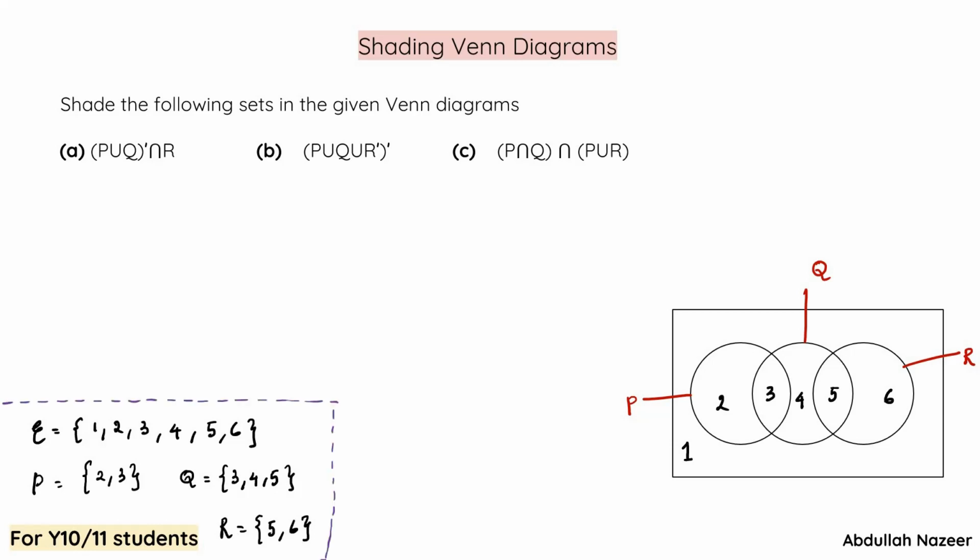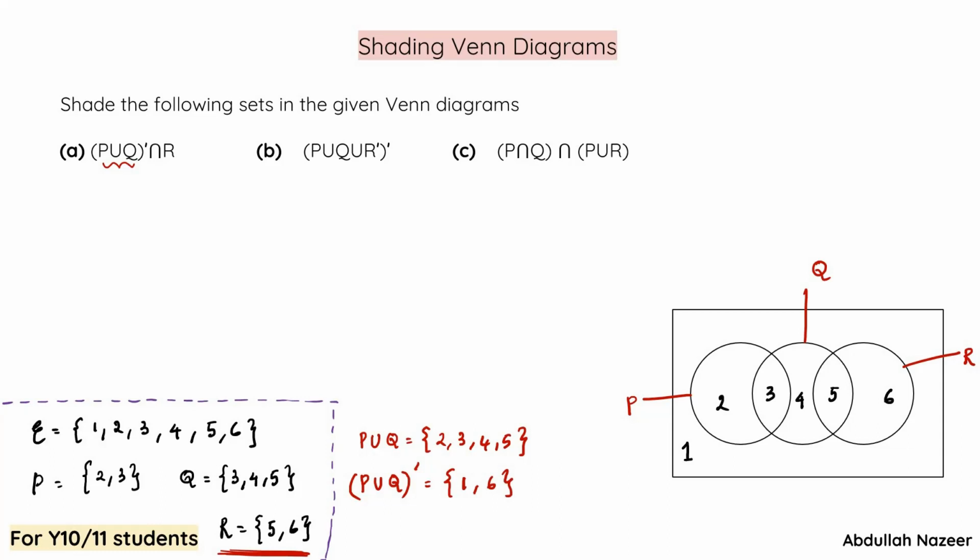So going back to question A again, like we did earlier, we need to find what is P union Q first. So let's find what is P union Q. P union Q is everything that is inside P and Q, so that's basically 2, 3, 4, 5. But what we need here is not P union Q, but P union Q complement. So that's basically everything else except P union Q. So if we look into the universal set, 2, 3, 4, 5, if we exclude those numbers, what we have is 1, 6.